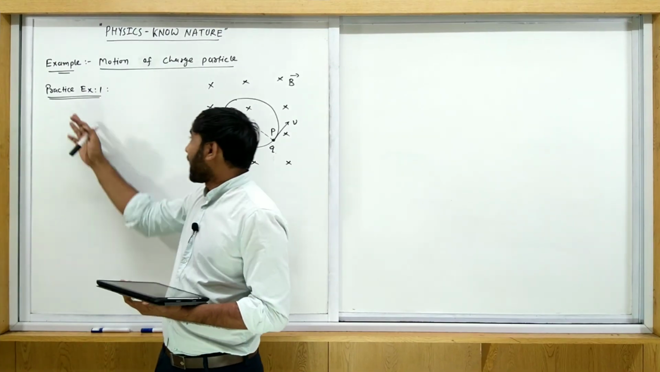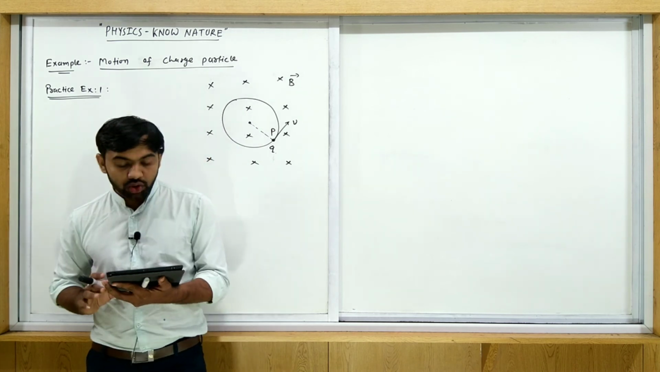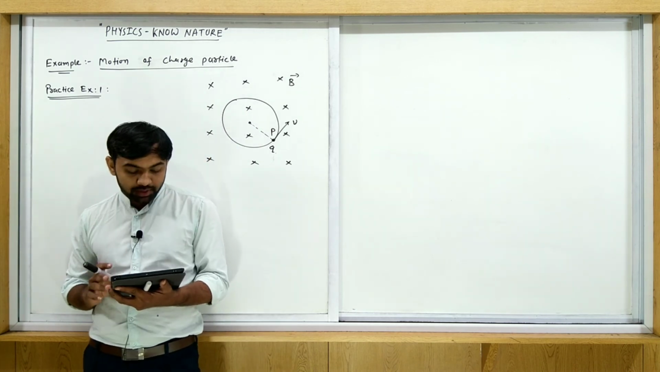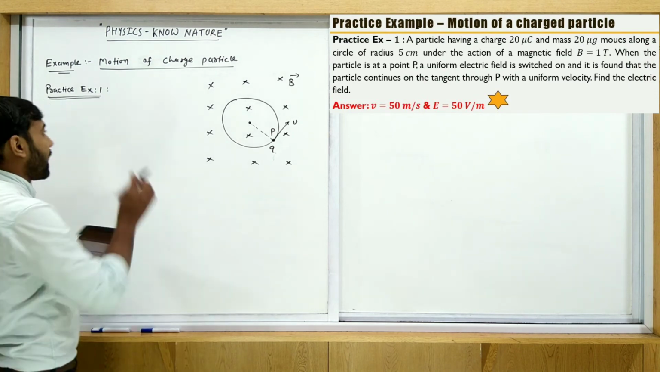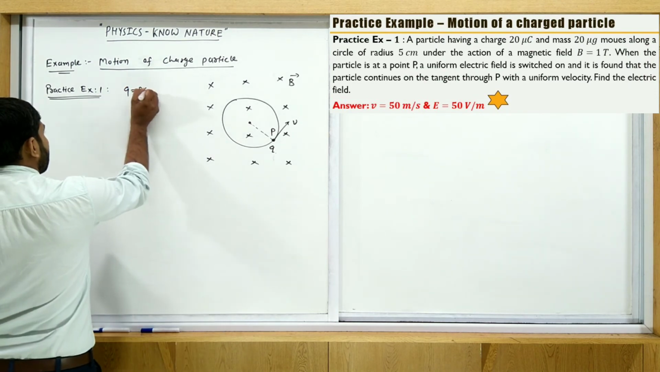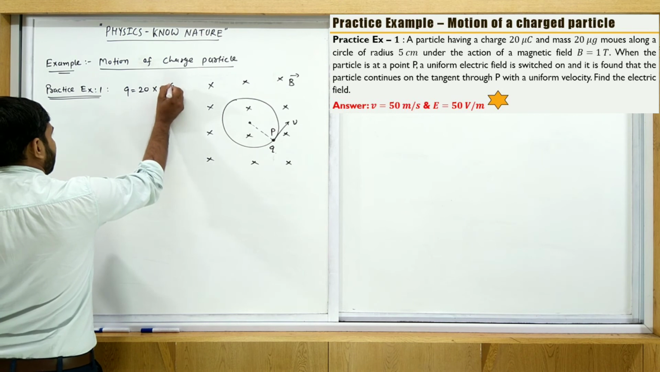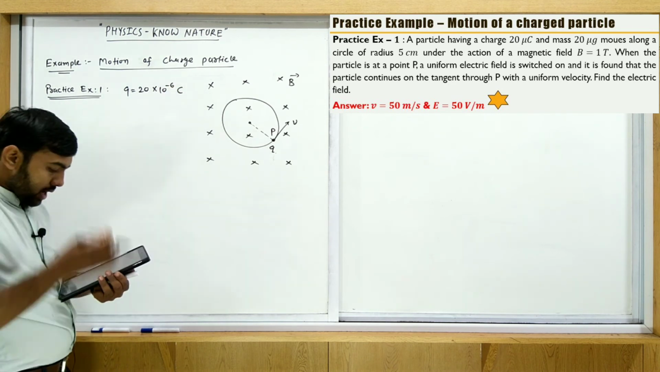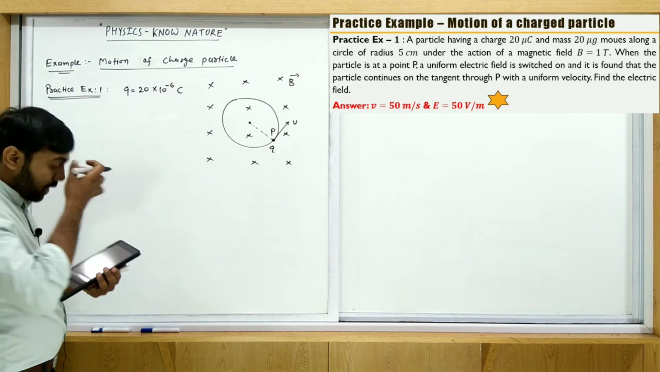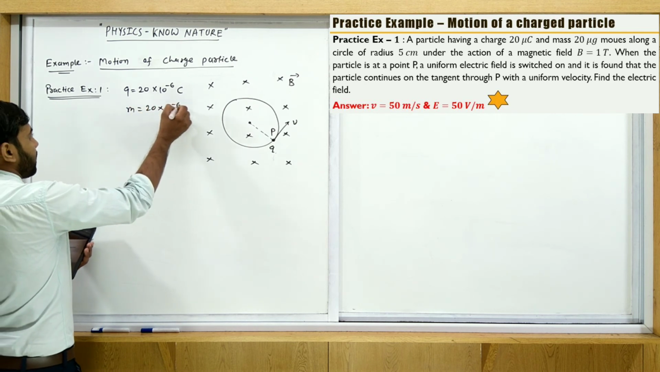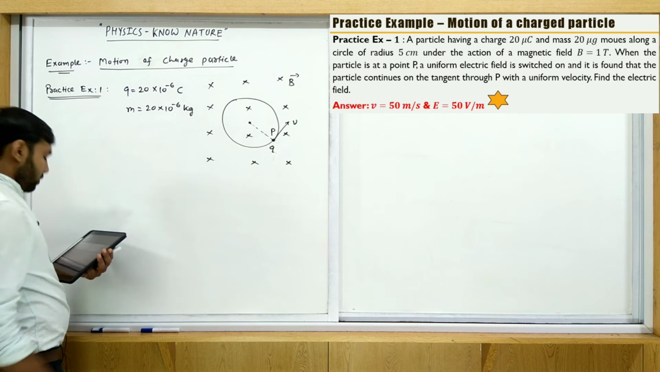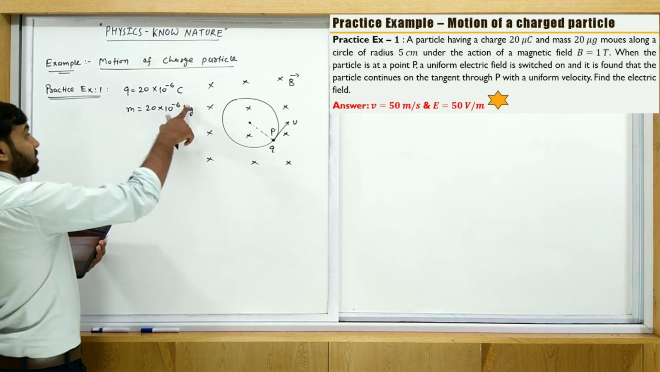Now we solve one practice example based on the motion of a charged particle. What is the problem statement? A particle having a charge of 20 microcoulomb. So Q is equal to 20 micro, meaning 10 raised to minus 6 coulomb, and mass is 20 microgram. So M is equal to 20 into 10 raised to minus 6, sorry, microgram, so this one is in gram.